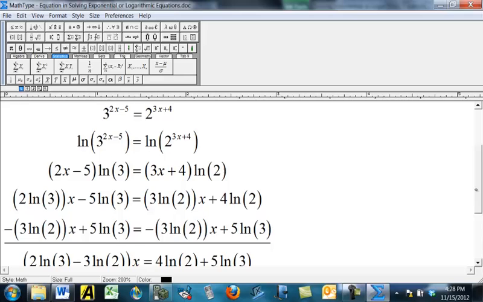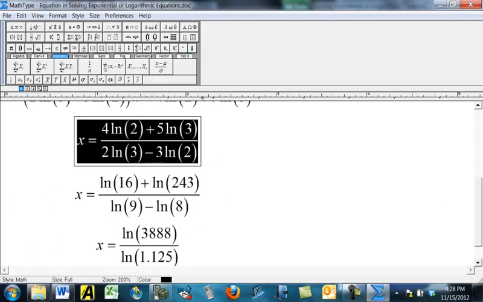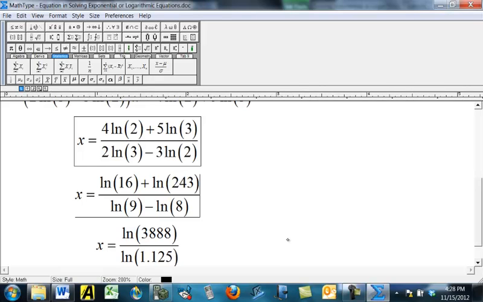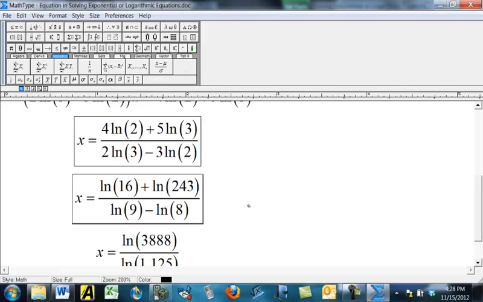So actually, you could just stop right there. That could be your final solution. Okay? But there are other ways to write it. You might write it this way. Do you see what we did here? We actually wrote it as ln of 2 to the 4th. 2 to the 4th is 16. And this is ln of 3 to the 5th, which is 243. This is ln of 3 squared, which is 9. And then 2 to the 3rd is 8 here.